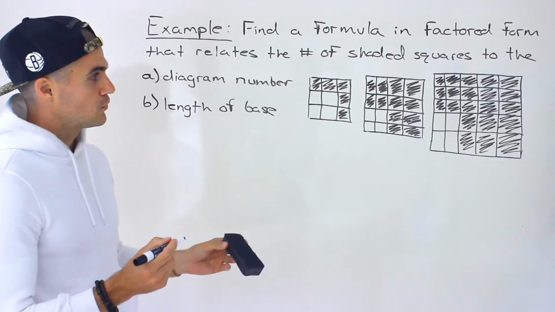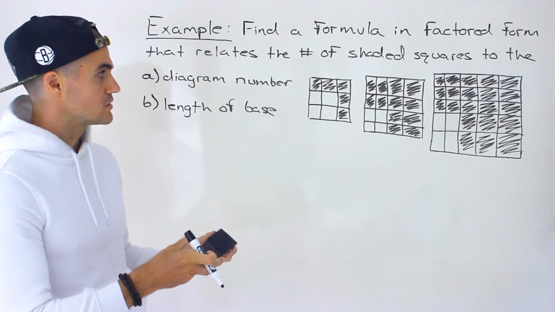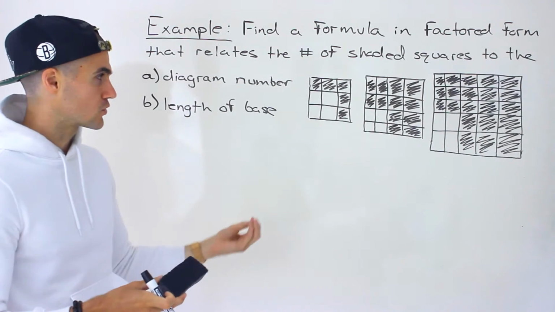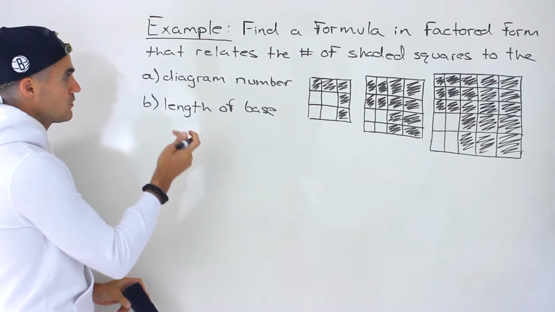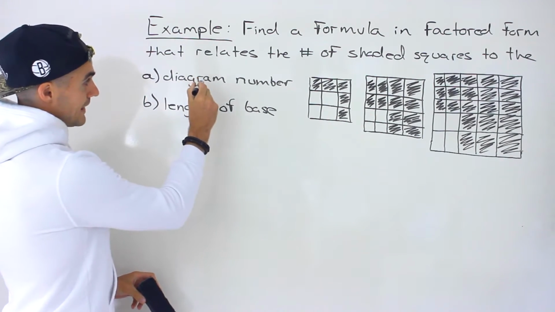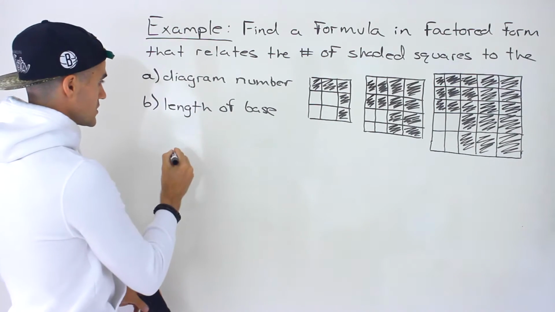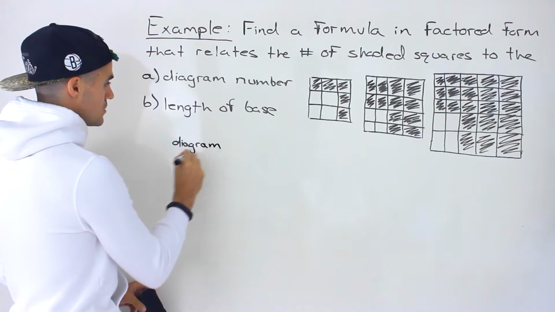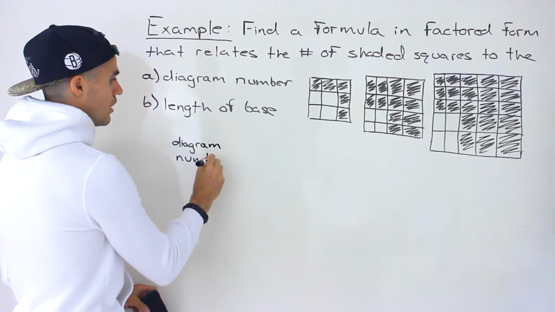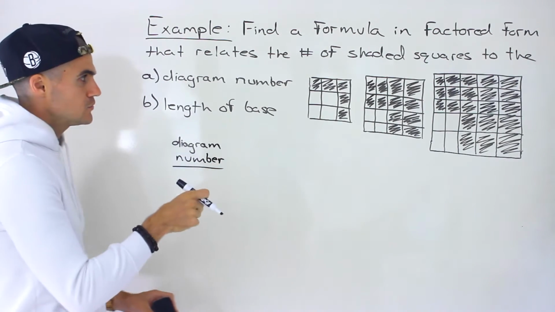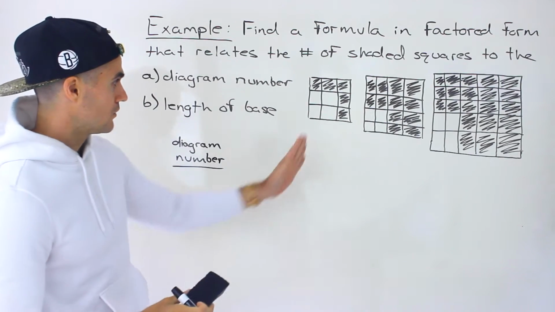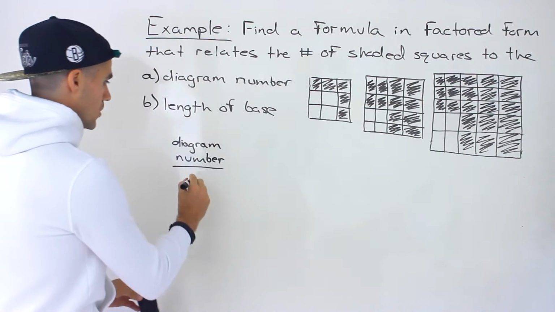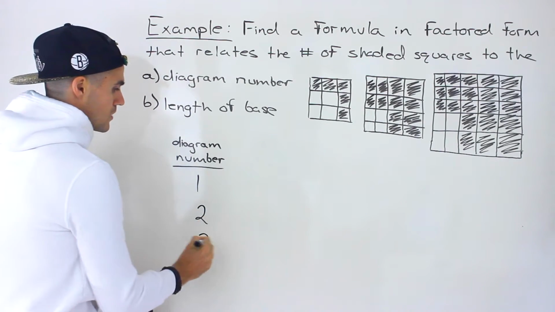Now, if you remember, the process we went about to get the number of shaded squares was we created tables of values and then from there tried to create a formula. So if we start with part A, we're going to relate the diagram number to the number of shaded squares. There's a couple of different ways that you can try to go about this. So let's create a column for the diagram number. Now, what do we mean by the diagram number? Well, this is the first diagram, second diagram, third diagram, etc. So we'll go 1, 2, 3.